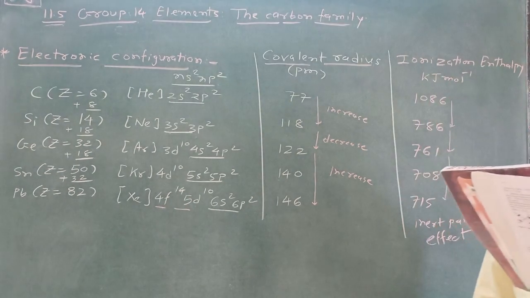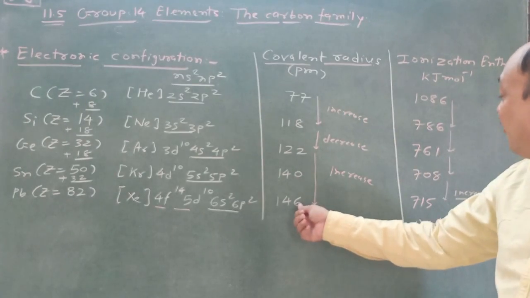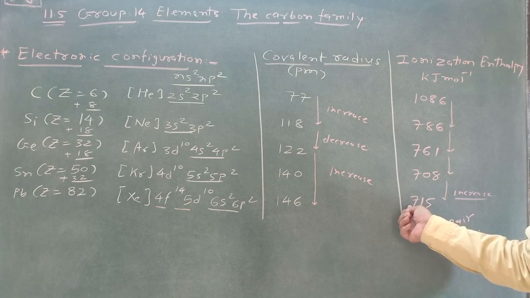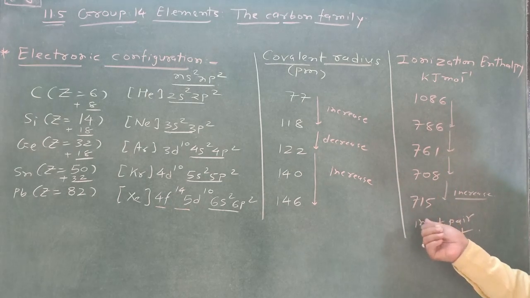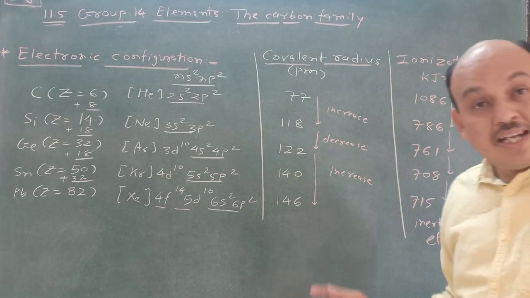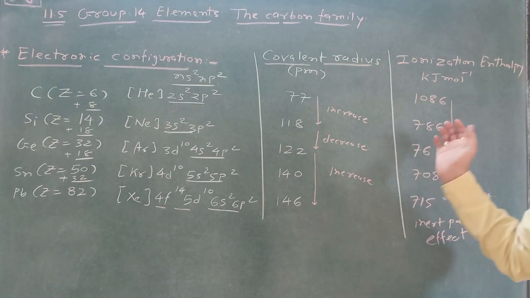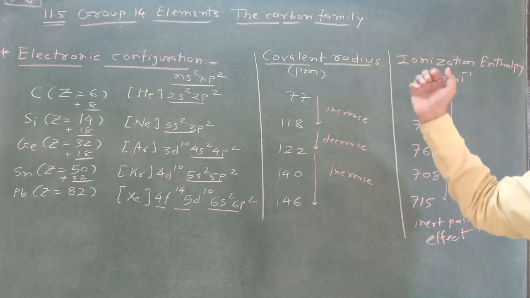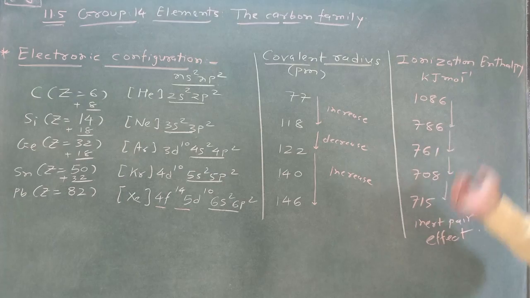Intervening d and f orbitals and an increase in size from 140 to 146, and that's why here 708 to 750. So the covalent radius is somewhat increased. So here ionization enthalpy is increased due to poor screening effect, you have to write it. Complete it and write it from your NCERT textbook. Just observe your table number 11.3. So this is all about ionization enthalpy.